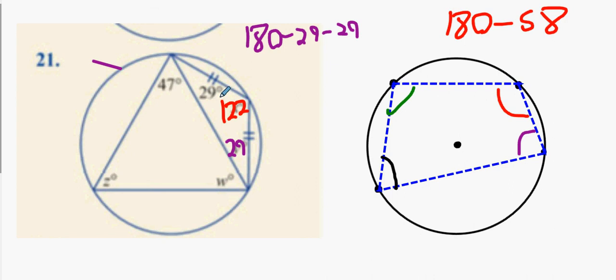So what I'm saying is this red angle plus this green angle is 180. So what's the other one then? 58. Thank you very much. Sorry about the mix up. Alright, that's 58. Now what else can we do here?